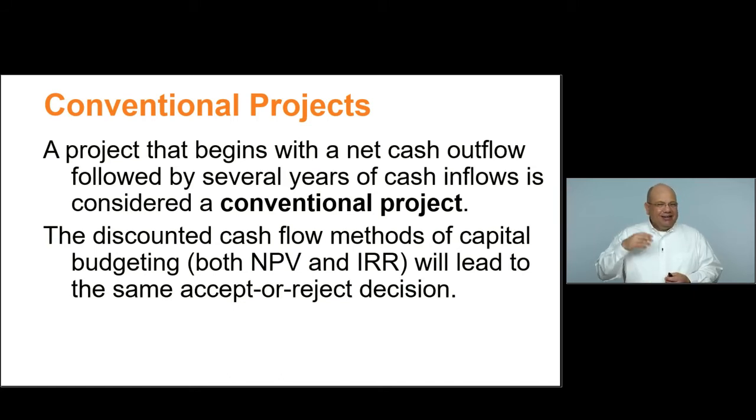But when we have an unconventional project, and we'll list them in just a minute, we get in a situation where it's possible that the net present value is positive, but the internal rate of return isn't acceptable, or vice versa. And so what we need to do is look at what these unconventional projects are and then talk about what we're going to do in those situations.